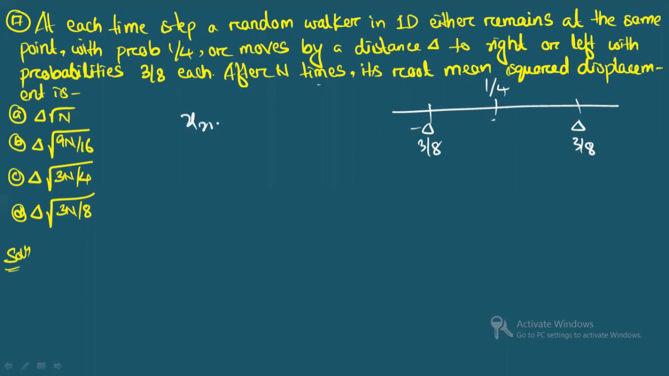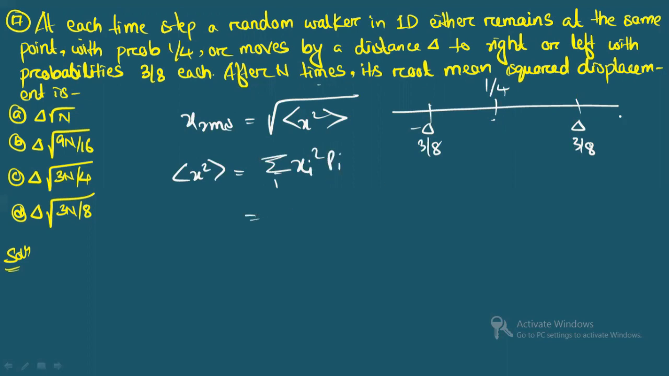So first we will calculate for one time. The root mean square is what? This is root, this is mean, and this is the square. X is denoting the displacement here. So first we will calculate the mean of x square. The formula is summation of xi square pi, right? So we will start with the right. The displacement is delta, so delta square, probability is 3/8. For the second, it will be 0, right? And for the third one, it will be minus delta square, 3/8. Now you see delta square times 6/8, when you cancel, you will get 3/4.